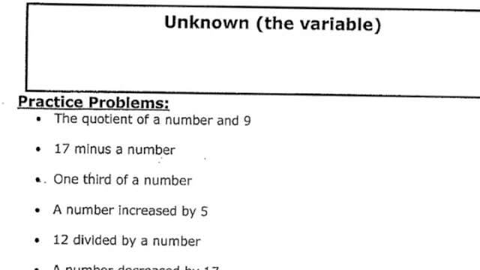Alright, the last thing you need to know is what represents the variable or the unknown. So if you see words like a number, or what, or given number, you know that it's talking about the variable, or x.